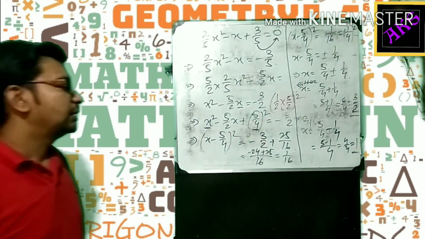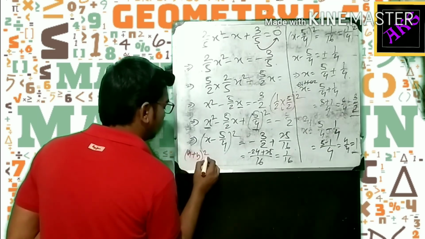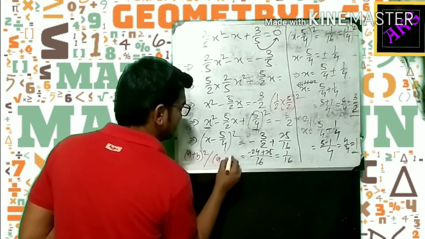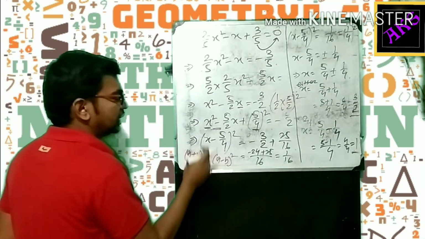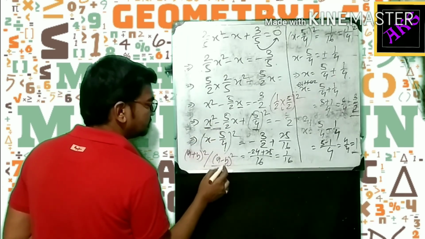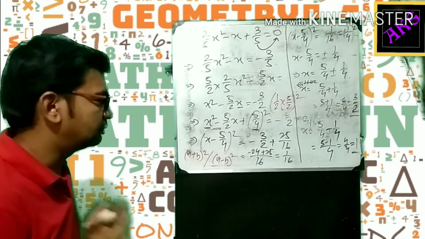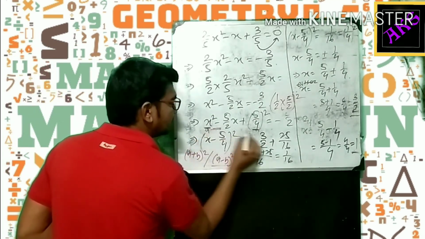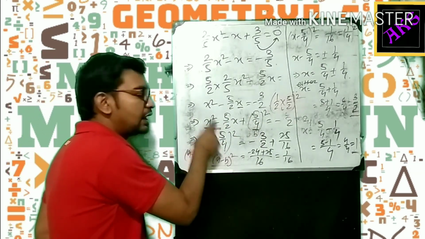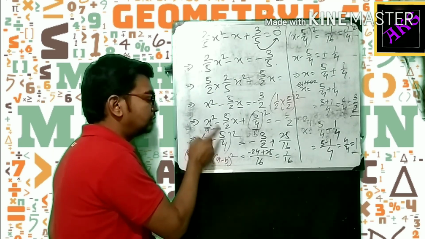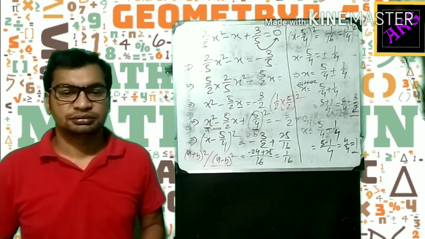Then we have to use the formula a plus b whole square or a minus b whole square according to the sign. If we had a negative sign over here, we will use a minus b whole square. If we had a positive sign here, we will use the a plus b whole square formula. And always remember, this is our a, this is our b. So here we had a negative sign, so we use a minus b whole square. Then the simple solution.